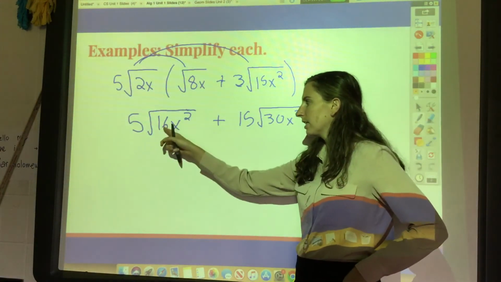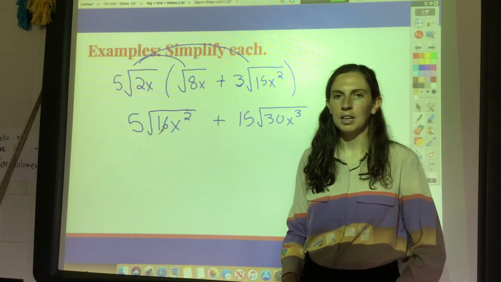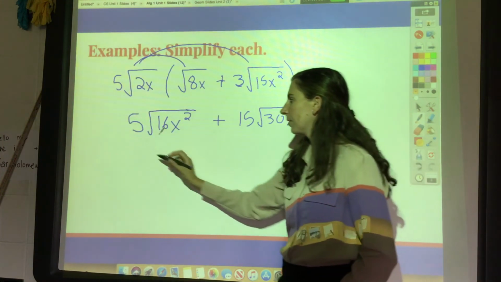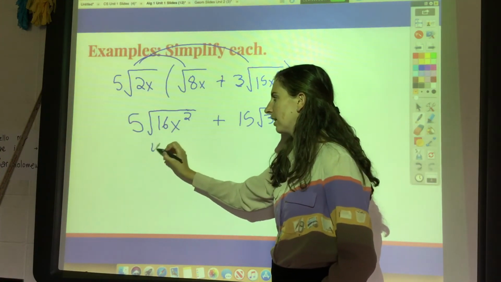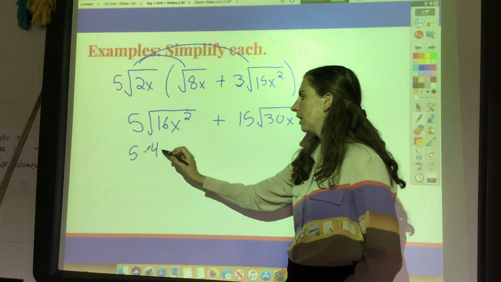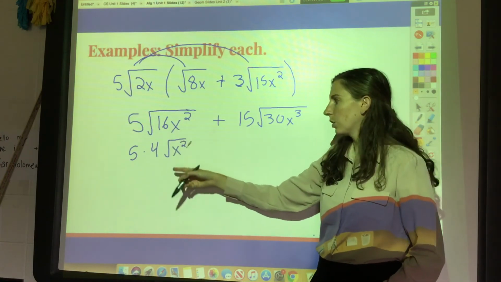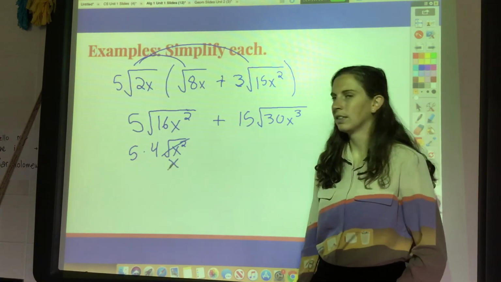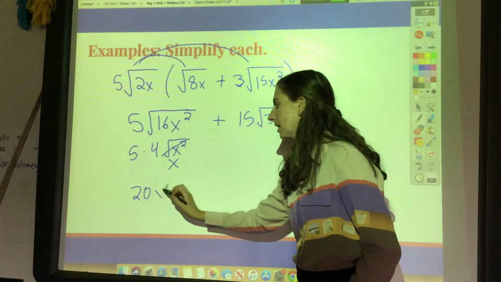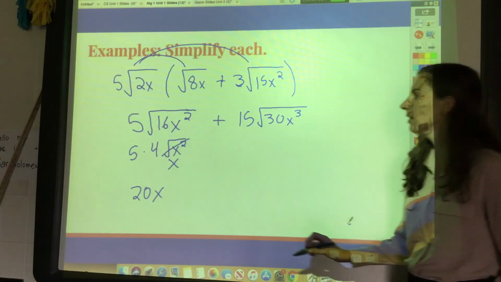So 16, you might be tempted to split this into 4 and 4, but be careful, the square root of 16 is just 4. I know what the square root of 16 is. It's just plain old 4. So I've got 5 times 4 times the square root of x squared. The square root of x squared is just x. So 5 times 4, which is 20, times x. Well, that just worked out. It all escaped the radical there.